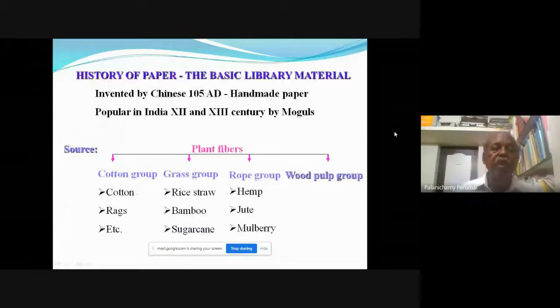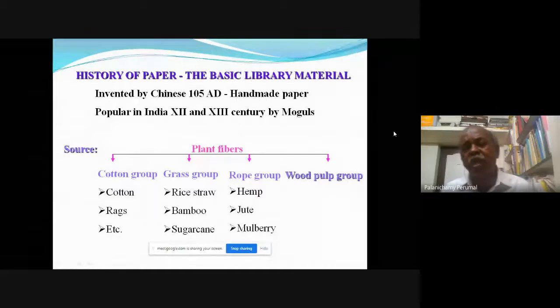So what are the raw materials we have? Nowadays everybody is thinking that all the papers are made from trees. No, not all papers are made from trees. We have other raw materials also.